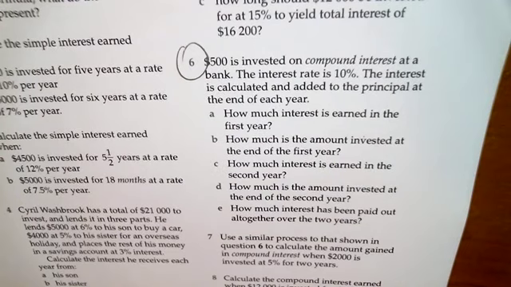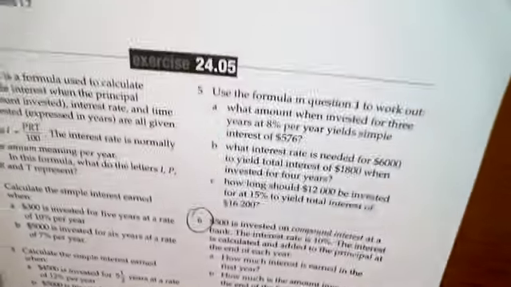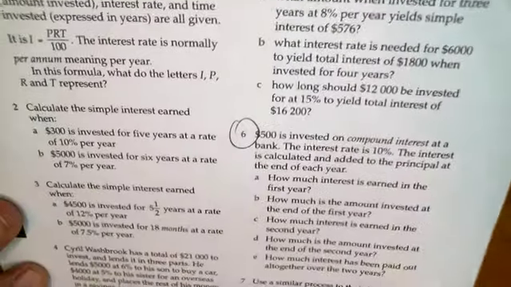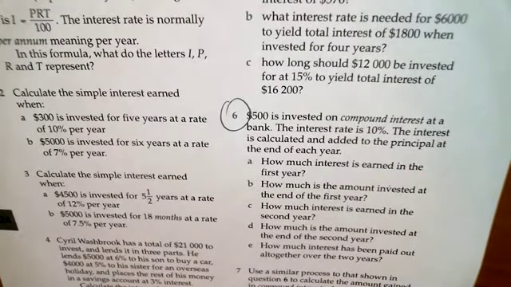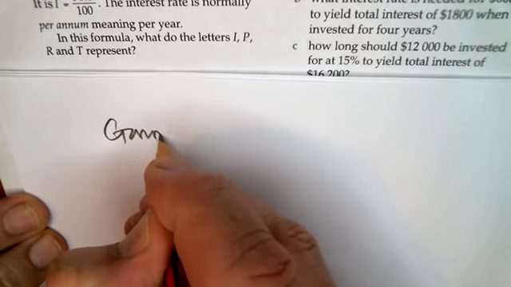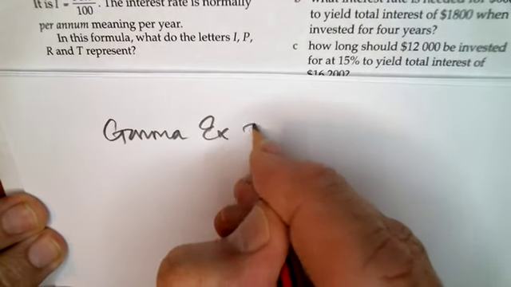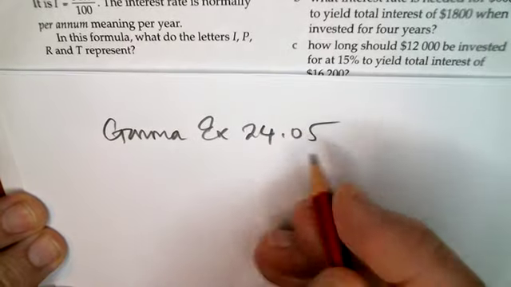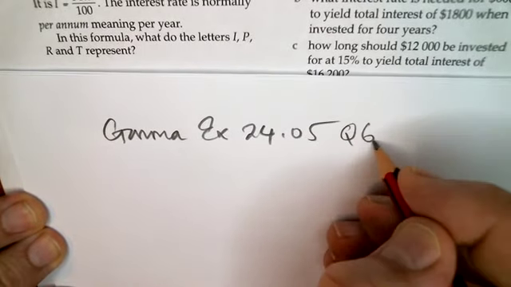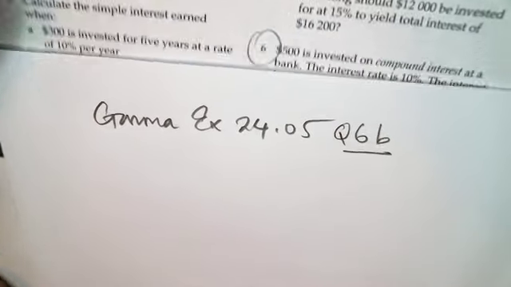Let's carry on with question 6. Again, this is exercise 24.05, question 6 from the Gamma textbook. I'll just make a note of that here. So Gamma, exercise 24.05. And this is question 6, and this time I'm going to do B. So let's have a look at question 6b.